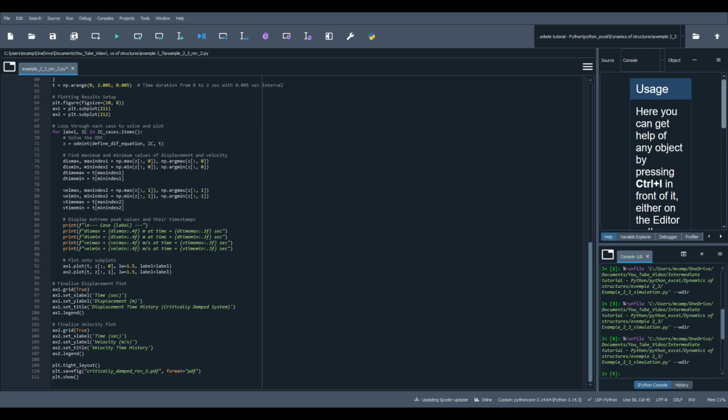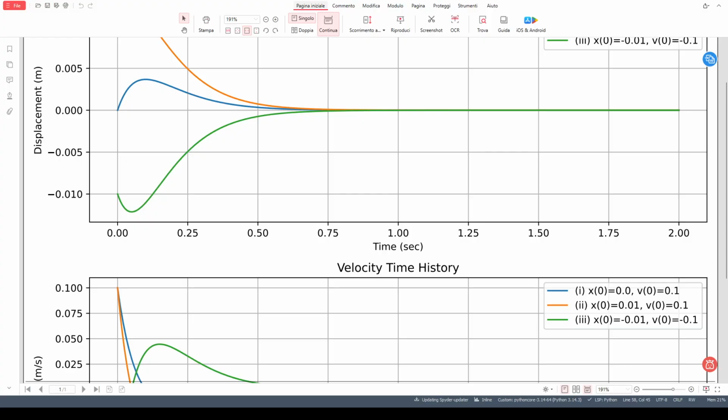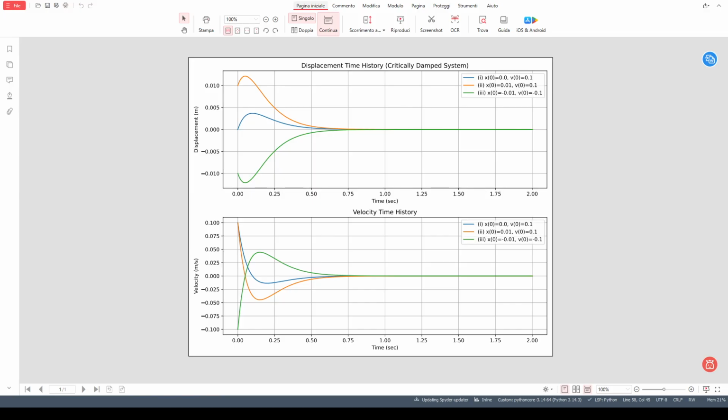So we can now see the output of the Python code. There is the displacement for the three cases. You can see all three cases arrive to 0 after a little time, and after there is the second graph representing the velocity in time.